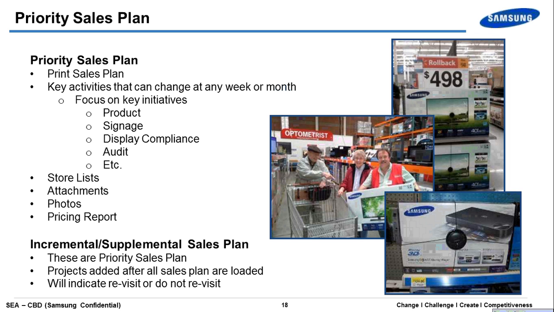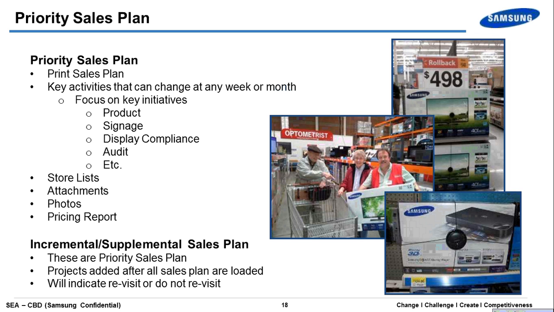Print one per store, meaning you print one for every store that you go to, usually because you're going to leave it at the store or use it while at the store. Or print one per rep, meaning print one just for yourself and you carry it to each store. But it'll give you that information on the front page of the sales plan.